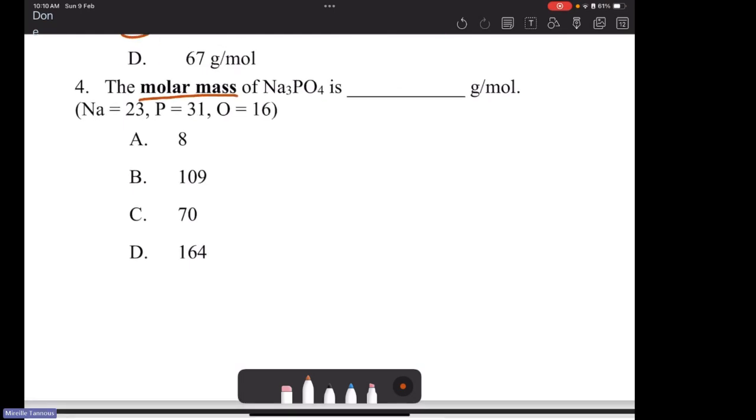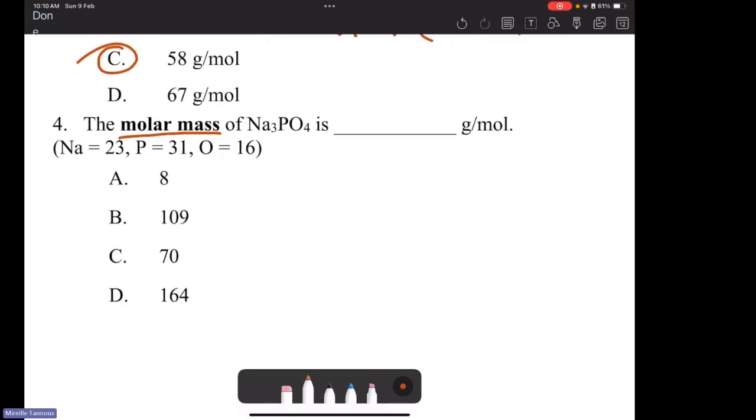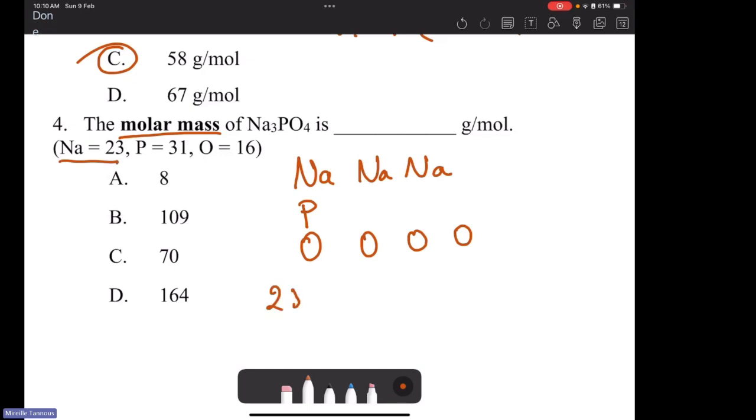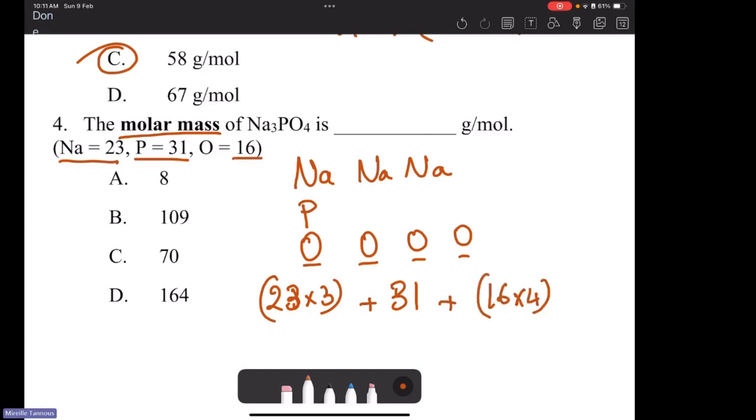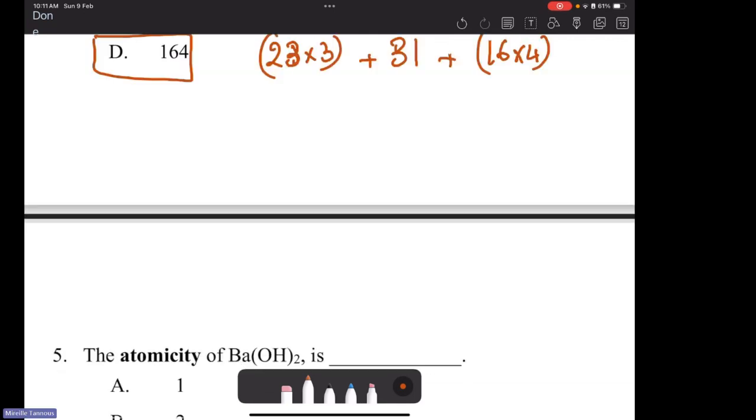Now again, another formula, but it's not that complicated. It is Na3PO4. I have 3 Na and I have 1 P and 4 oxygen. So the molar mass is going to be the molar mass of sodium times 3, added to the molar mass of phosphorus, added to the molar mass of oxygen 4 times. So when we do our calculations, we find that the molar mass is 164 gram per mole. Moving on to the next question.